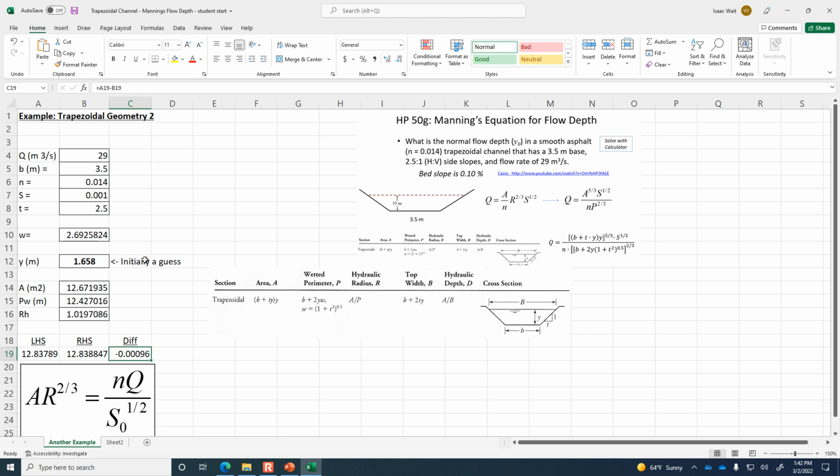At least for now. Things get tricky when you have non-uniform flow, like when water is approaching a waterfall and it starts drawing down. Then it's a little more complex. We can't just apply Manning's equation to find out the flow depth.